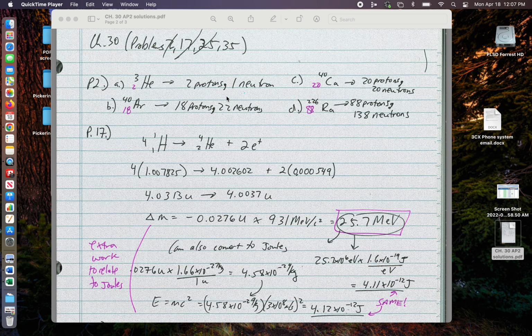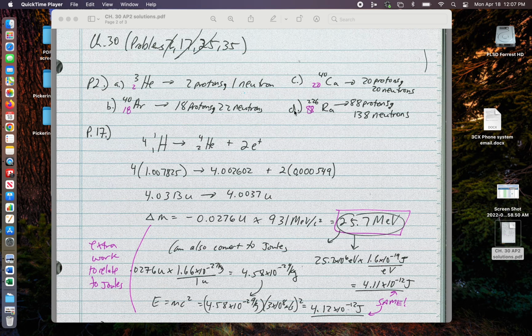So yeah, for that problem 2 was basically asking how many protons and how many neutrons are in each one. So if it gives you the element name, you can figure out how many protons it is, because that's the atomic number. And the neutrons is just the mass minus the number of protons.